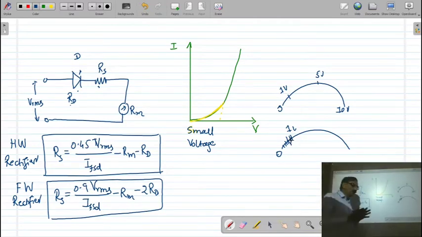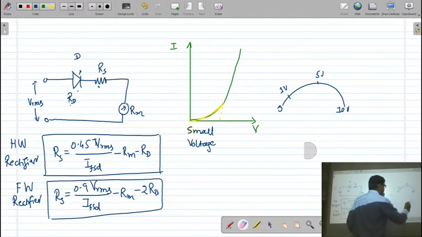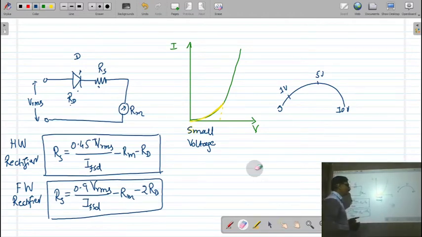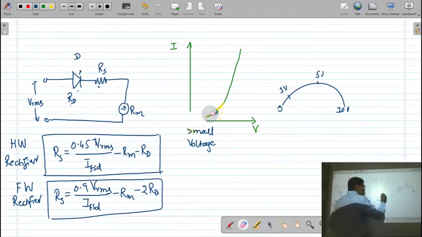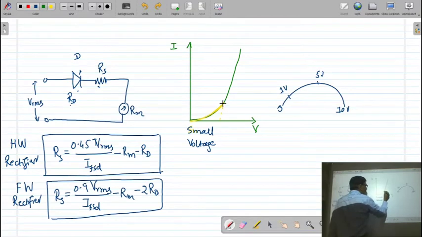So your meter is not able to measure a small voltage exactly. Remember. Why is it not able to measure? Here the non-linear characteristic is there and the current flow through the diode is very small.